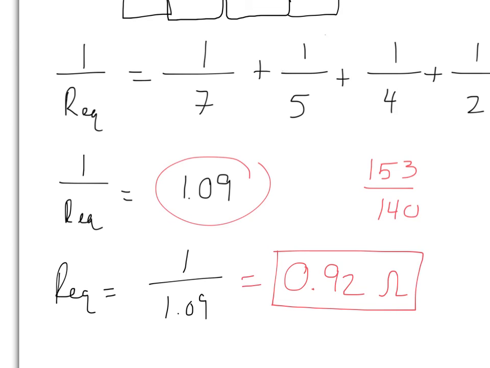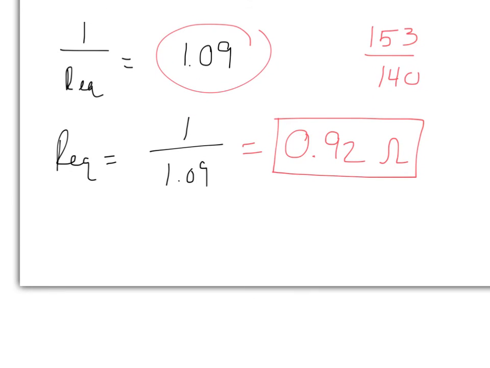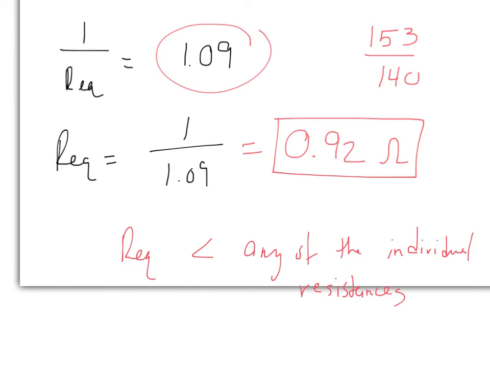The original resistances were 7, 5, 4, and 2. Less than, less than. So REQ will always be less than any of the individual resistances. Okay, that's something you should jot down. These are little tidbits, because if you got an answer bigger than any of the original resistances, it doesn't make sense.